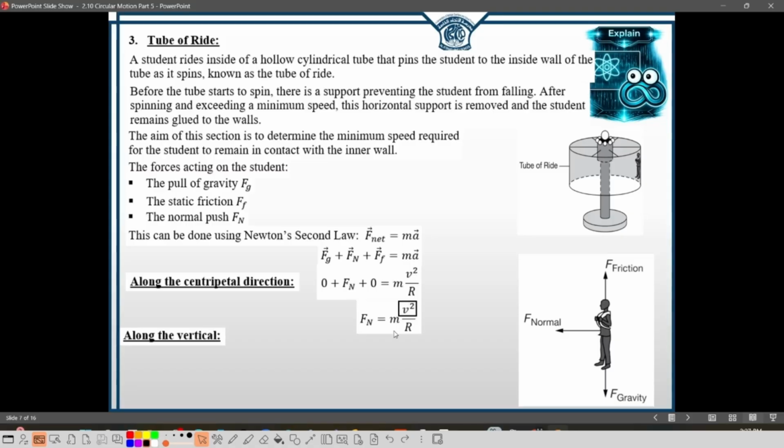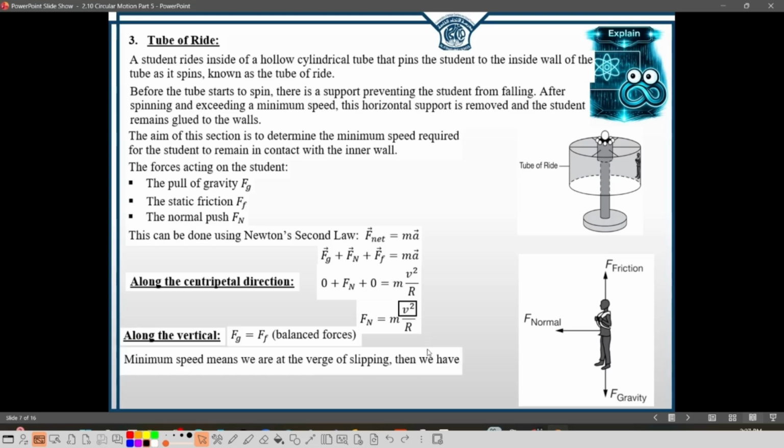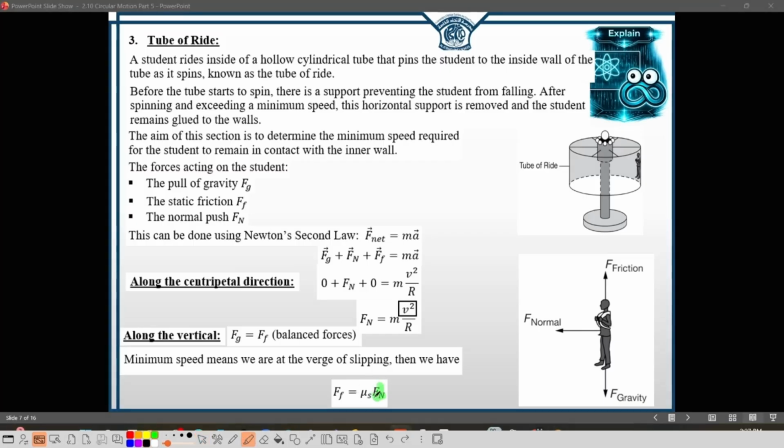Let's call it this one. This is the first equation. For the second equation along the vertical, actually we have two forces, the static friction and the gravity, and they are balanced forces. Now, minimum speed means we are at the verge of slipping. Then we have Ff is equal to mu s times Fn. Remember that the Fn is found to be mv squared over r, so we can replace it here. So instead of Fn, in the equation, I will use mv squared over r.